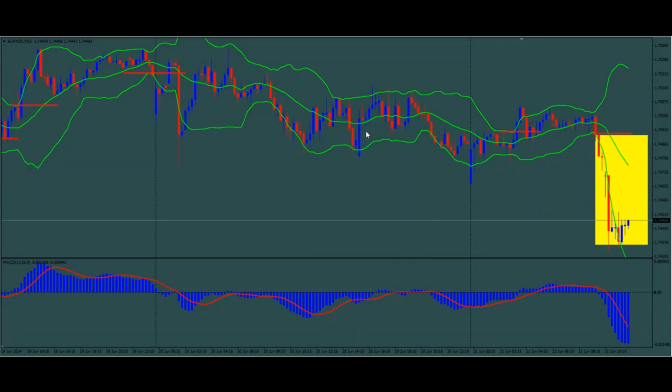It's a simple strategy. It's a free indicator which comes with MetaTrader 4, MetaTrader 5. You have it on TradingView. All you need is to follow the rule. Once you follow this rule, you will be able to make something good out of this strategy.